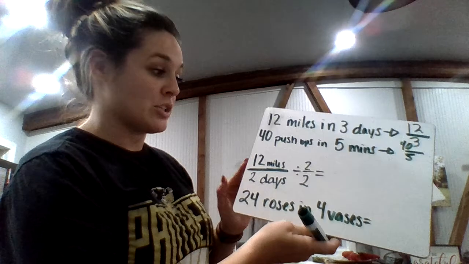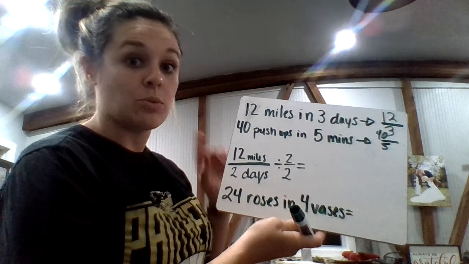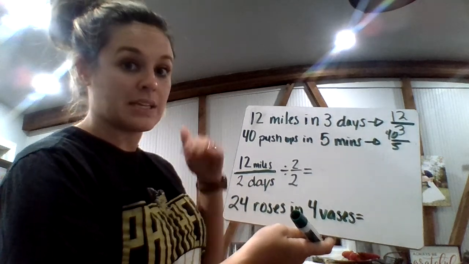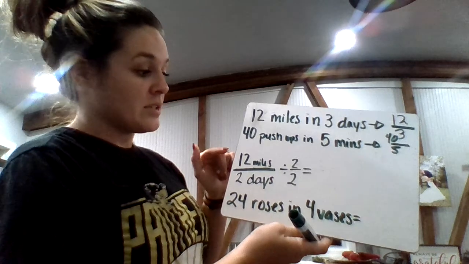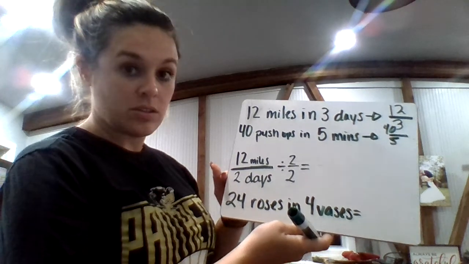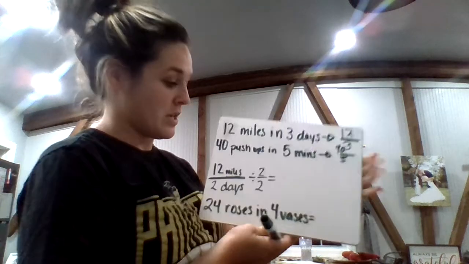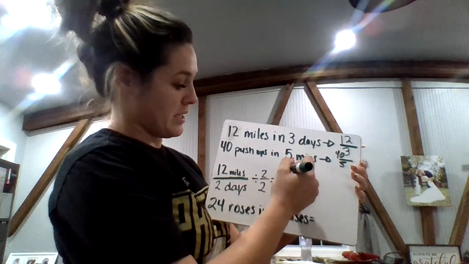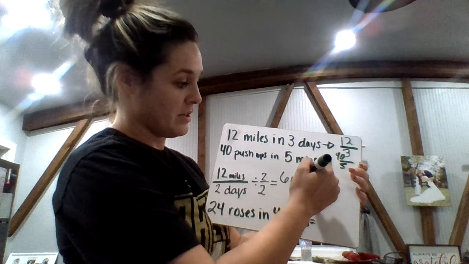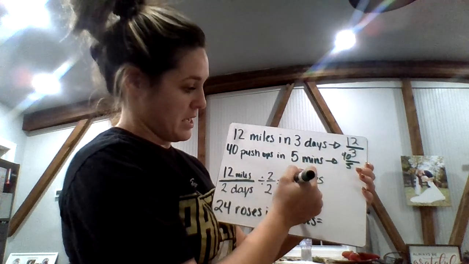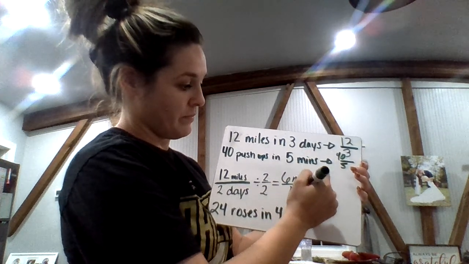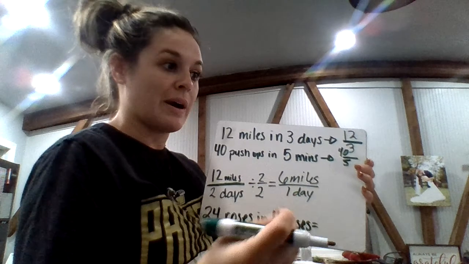Then you'll have some questions where it does want you to reduce it or find the rate, because that means per one. So 12 miles in 2 days. To find it per 1 day, you'd have to divide both parts by 2. So 12 divided by 2 is 6 miles in 1 day, or 6 miles per day.